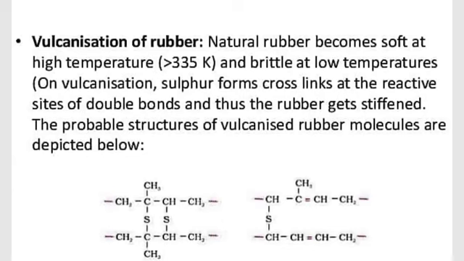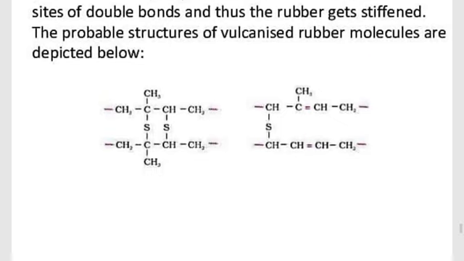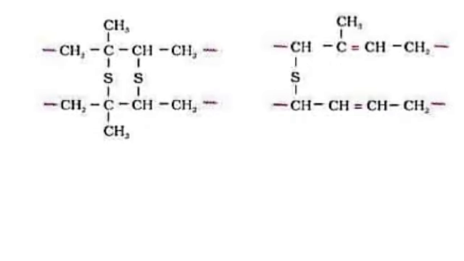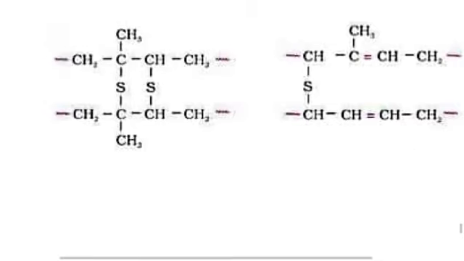Vulcanization of rubber. Natural rubber is very soft at high temperature and brittle at low temperature. So to enhance the property of natural rubber, we heat it with sulfur to form a cross-linked polymer to make it rigid and hard. It is inert to high temperature and other chemicals, and this process of heating natural rubber with sulfur to form a cross-linked polymer is called vulcanization, and the rubber that we obtain is called vulcanized rubber. So you can see sulfur is being added between the two chains. The sulfur which is added acts as a cross-link, and this is called vulcanized rubber.